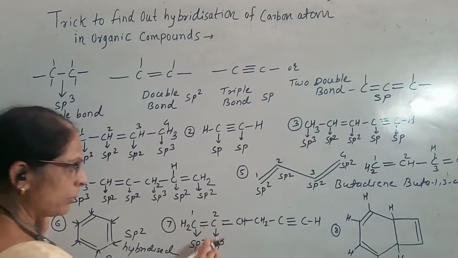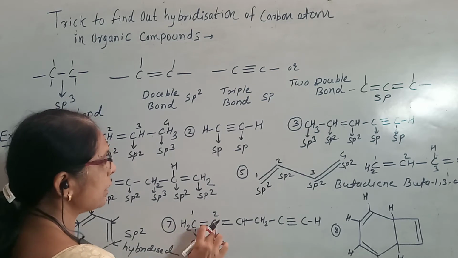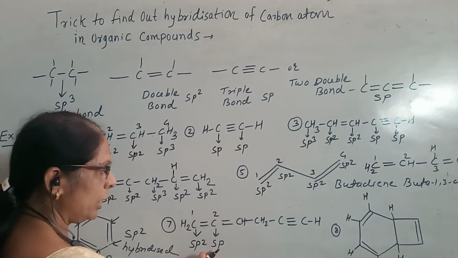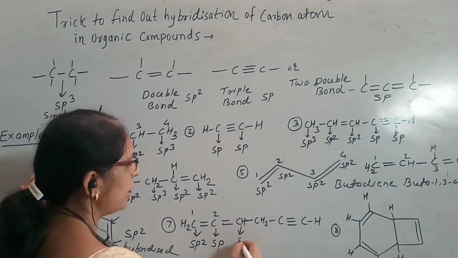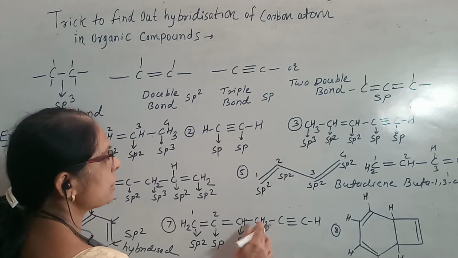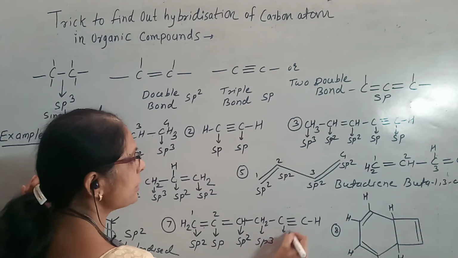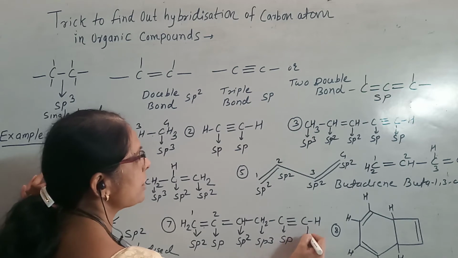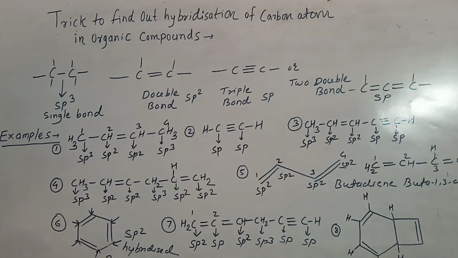So I write carbon number 2 as sp. Look, this carbon has only 1 double bond, but this carbon has 2 double bonds, so it is sp hybridized. This carbon has 1 double bond, so it is sp2 hybridized. This carbon has a single bond, so it is sp3 hybridized. This carbon has a triple bond, so it is sp hybridized, and this carbon has a triple bond, so it is sp hybridized.